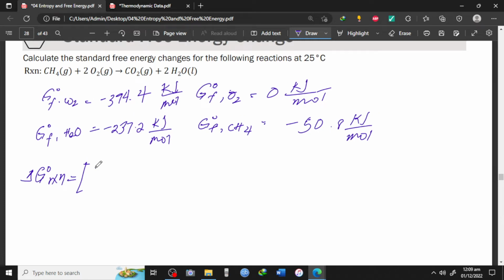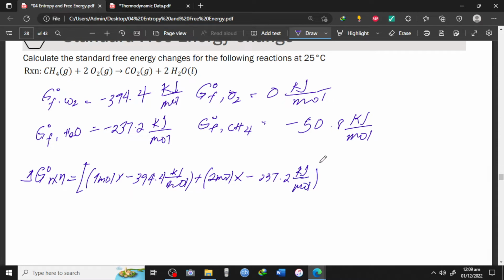So, CO2, ilang moles? 1 mole lang. Multiplied by negative 394.4 kilojoules per mole. Okay. So, from there, plus, punta tayo sa H2O, ilang moles? 2 moles. Okay, so 2 moles times yung value niya, negative 237.2 kilojoules per mole. Okay, from there, close na natin using a bracket.